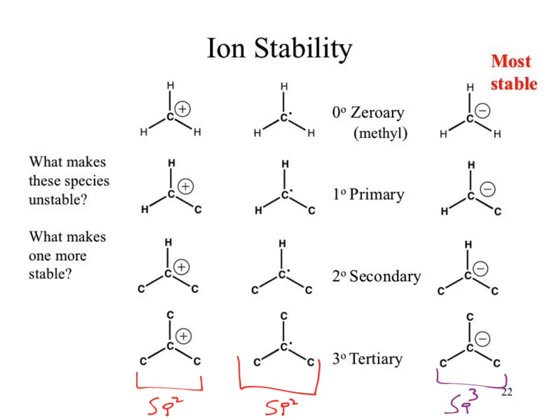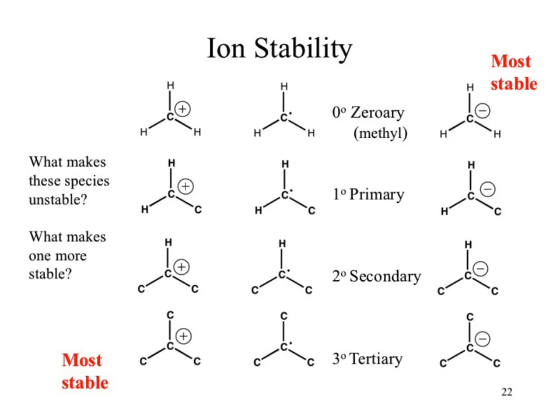Okay? Do you need to derive it every single time? No. More than likely, it makes sense to just memorize that your tertiary cations are more stable than your zeroary cations. Okay?